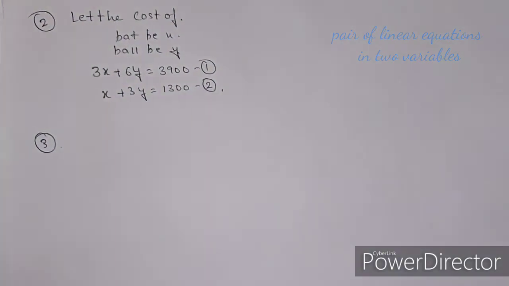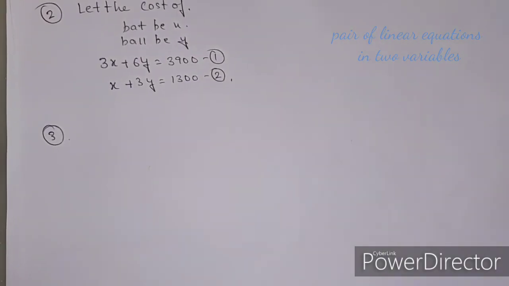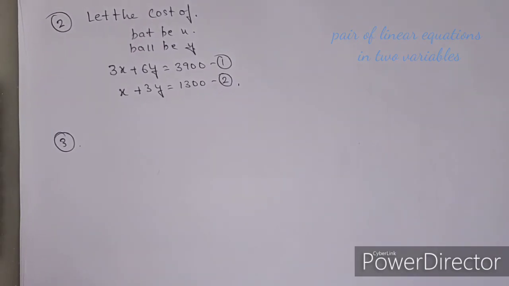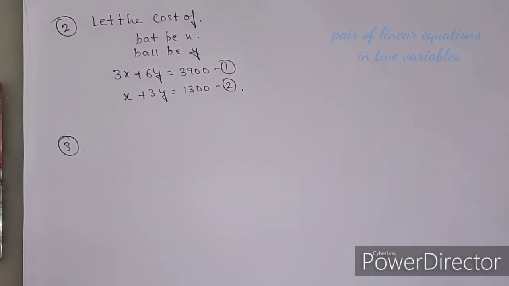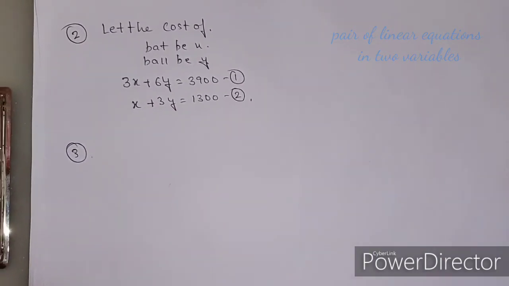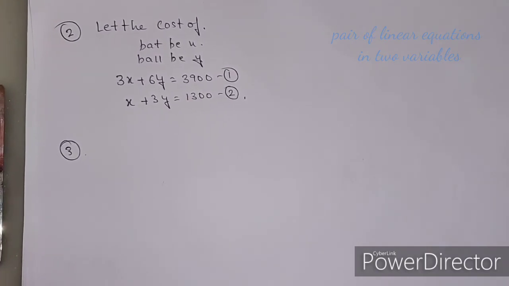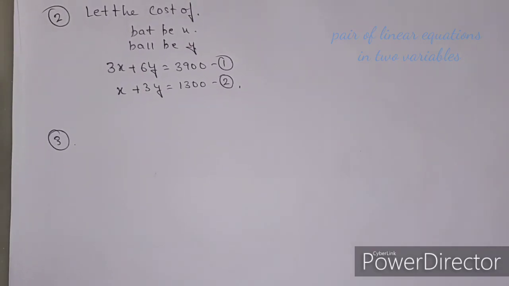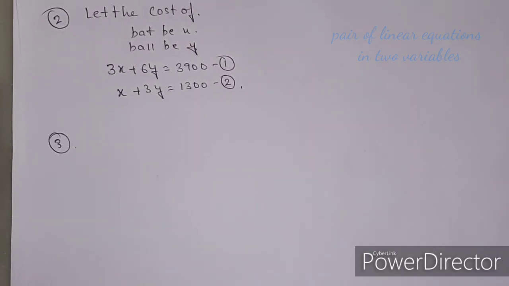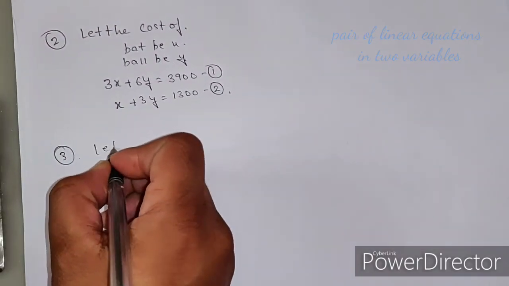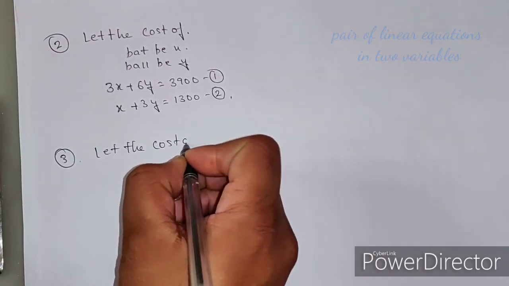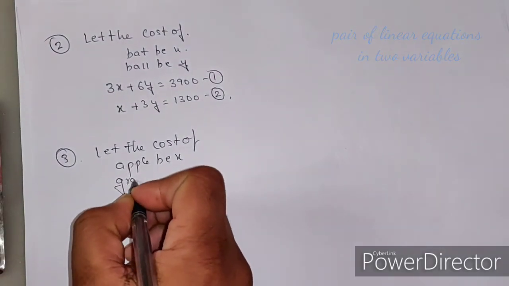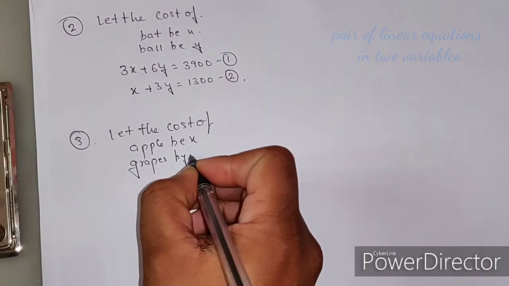Let us take the third example now. The cost of 2 kg of apples and 1 kg of grapes on a day was found to be 160 rupees. After a month, the cost of 4 kg of apples and 2 kg of grapes is 300 rupees. Represent the situation algebraically and geometrically. Here also we will have two variables. That is, there are 2 types of fruits given here in the question, apple and grape. We will take it as: let the cost of apple be x, let the cost of grapes be y.